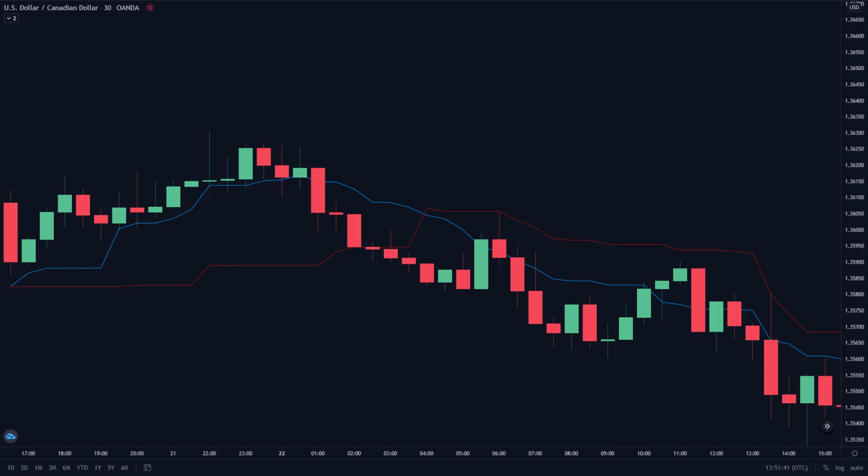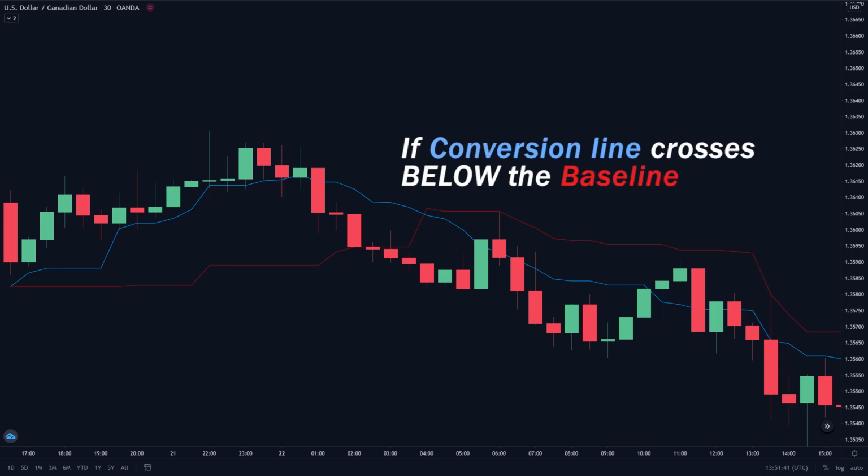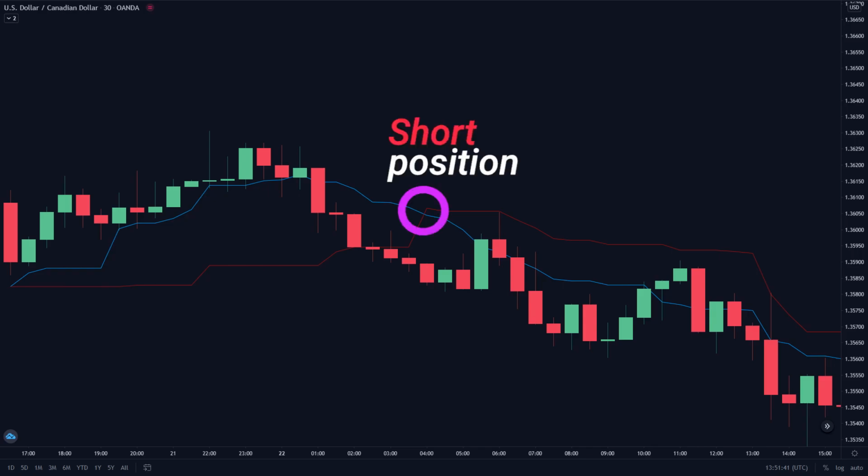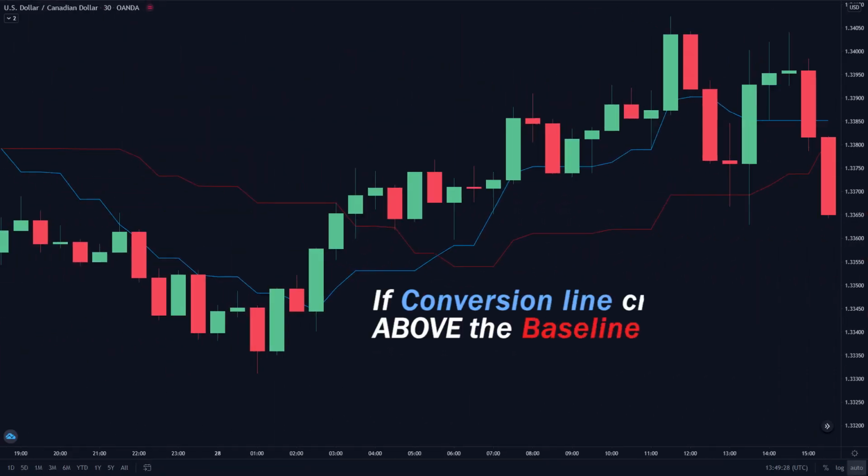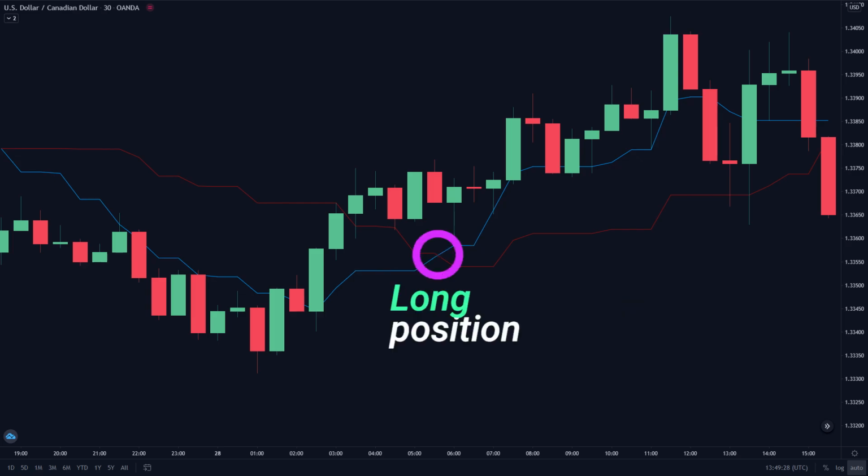The way we combine these two lines is, if the blue line crosses below the baseline, you take a short position. And if the blue line crosses above the baseline, you take a long position.